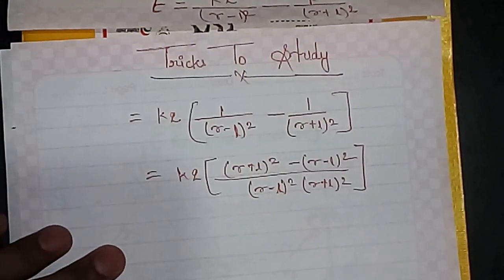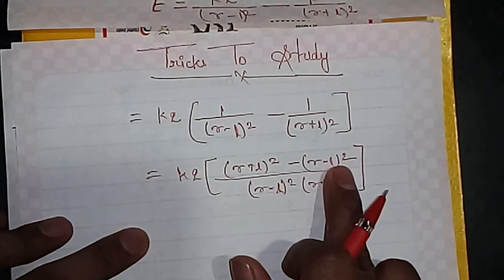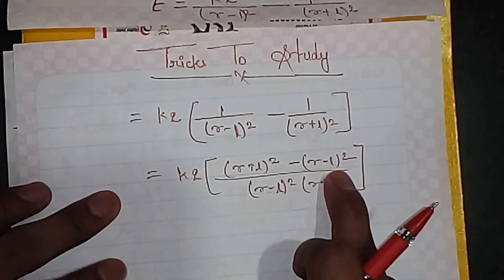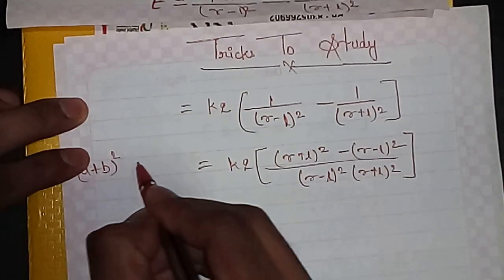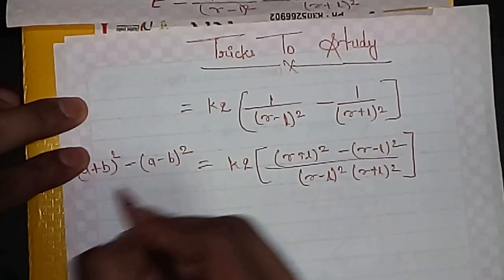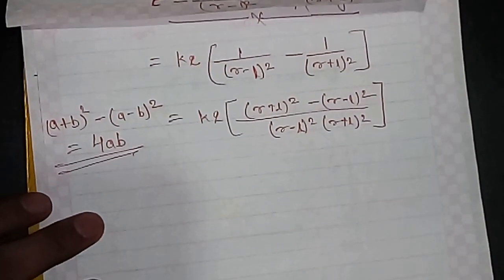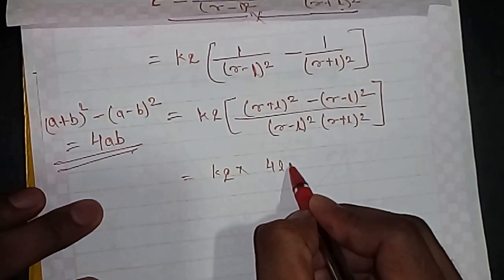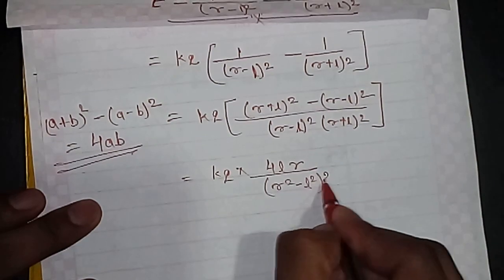Now we know that (r plus L) square minus (r minus L) square looks like the formula we know: (a plus b) square minus (a minus b) square is equal to 4ab. So from here we can write E is equal to kq into 4Lr upon (r square minus L square) whole square.